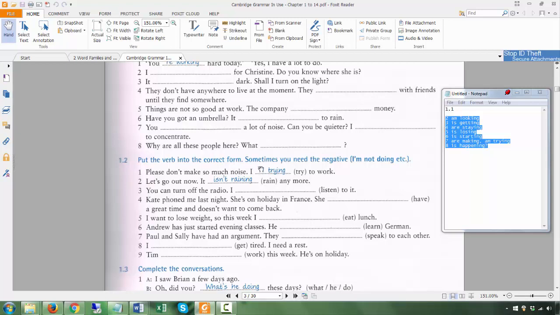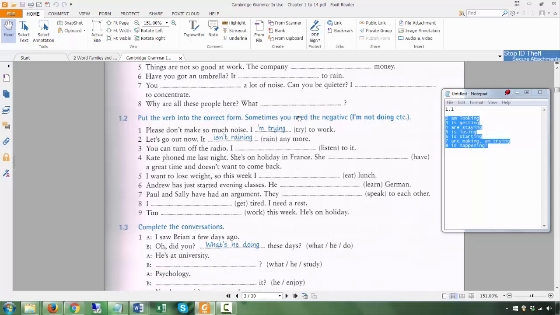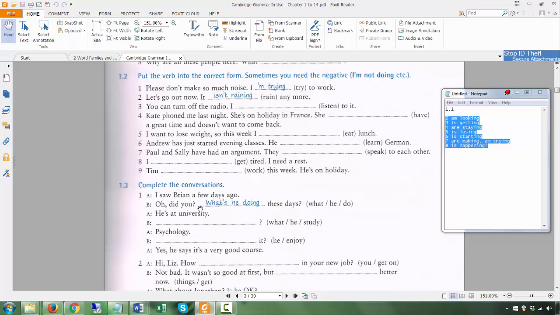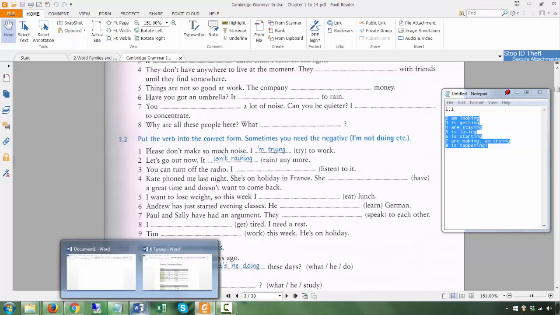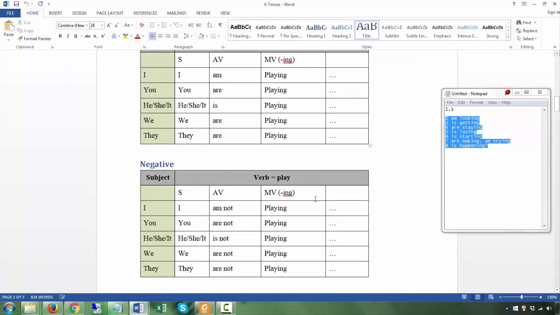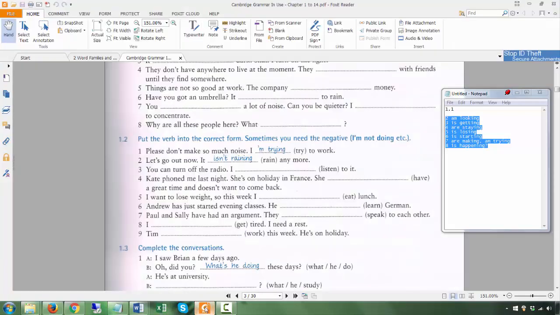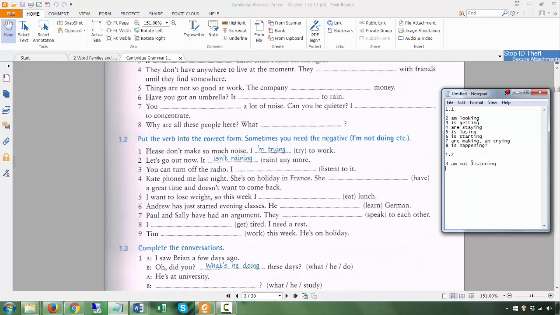This becomes a bit more complicated because you may use the negative. Actually, 1.3 is the question, so here in 1.2 you may use the negative. For the present continuous tense, the negative is very simple, just put a not behind the be verb. So let's go for that. 1.2: "You can turn off the radio. You can turn it off." I am not listening. Okay, so not after the be verb. You can't say I am listening, because it says you can turn it off since I am not listening.